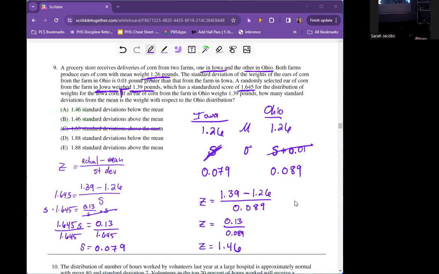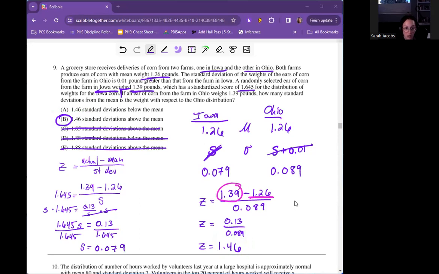So we can get rid of the other ones. And you might have even wanted to eliminate based on above or below first. But this is a positive 1.46. So 1.39 is greater than the mean, which means we're this many standard deviations above the mean. Make sure when you have options that have above and below, and the rest of it's the same, that you're actually picking the one you mean to pick.